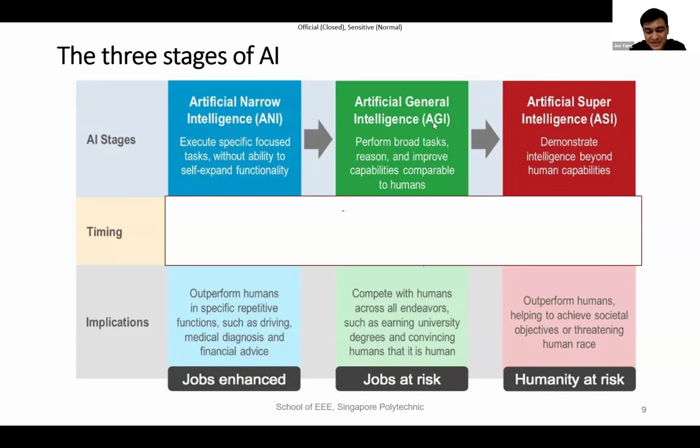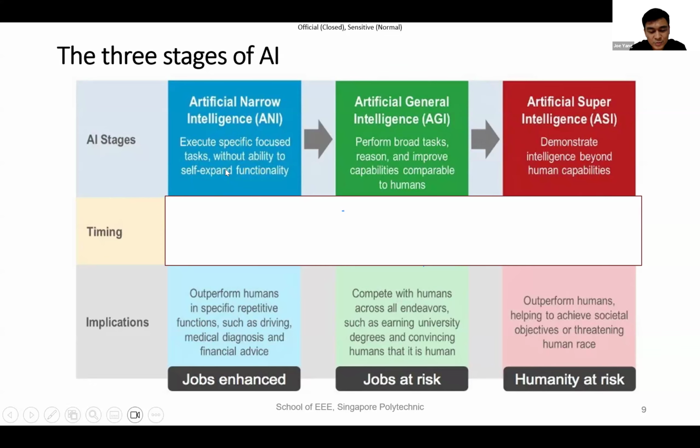Move on to the next, AGI, artificial general intelligence. That means the AI can perform broad tasks and can do reasoning and improve capabilities comparable to human beings. And lastly, the dream AI called super intelligence, ASI: AI or machines that can demonstrate intelligence beyond human capabilities. So these are the 3 stages. ASI, the last stage, is the one that we humans are looking forward to. But so far, practically, we can only go up to about the green ones at the moment.